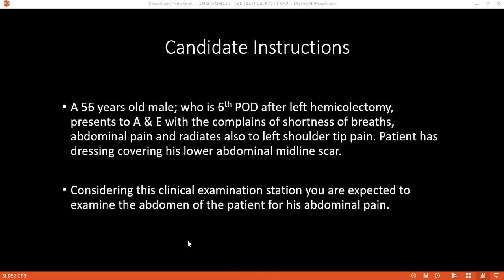I'll start at the left iliac fossa and ask the patient to do deep breathing, and then eventually move towards the right subcostal region. Then I'll palpate the gallbladder, especially at the right costal margin, midclavicular line, and also check for Murphy's sign, if there's any.